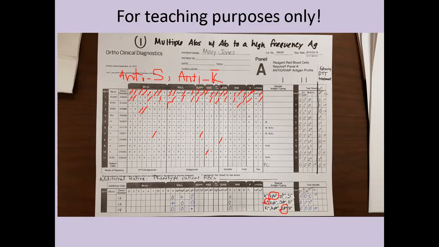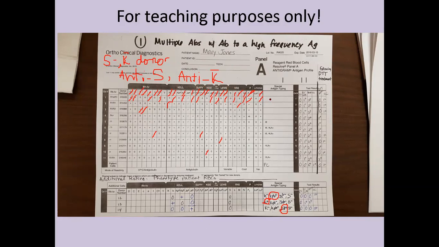repository to see if they could get a unit, because what we need to give them is S negative, little k negative donor red cells. Otherwise, their anti-little k is going to react with the k antigen, and their anti-big S would react with S antigen. So this is a challenge.